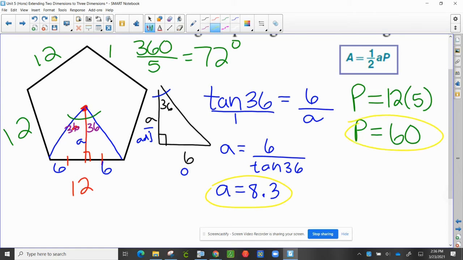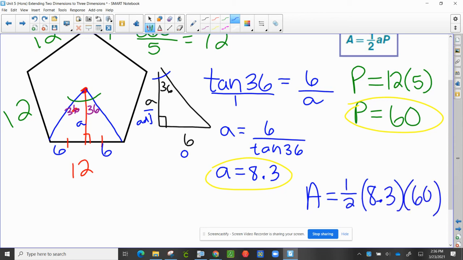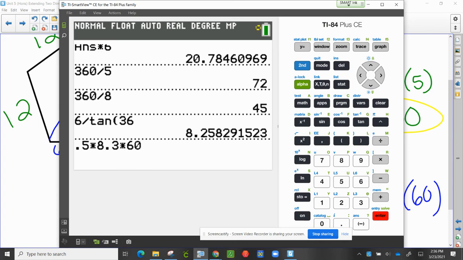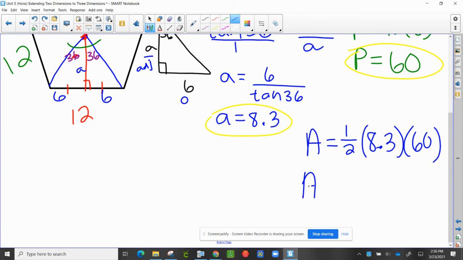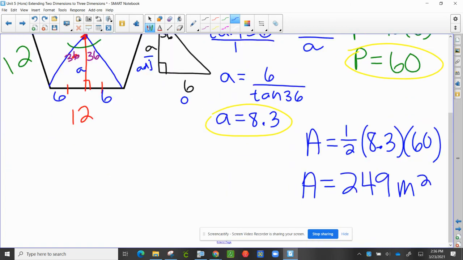So now I know my apothem, I know my perimeter, I can find the area of this regular pentagon. So we would take 1/2 our apothem times our perimeter. Okay, so let's just put that in our calculator. Times our apothem, 8.3, times our perimeter. So we get about 249. And what did they say here? It's 12 meters, so meters squared.